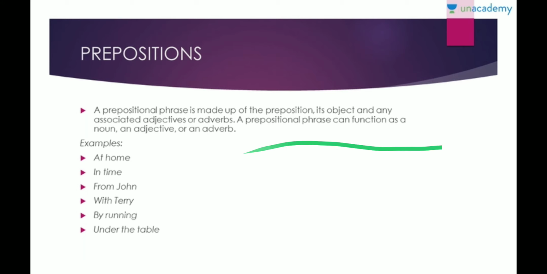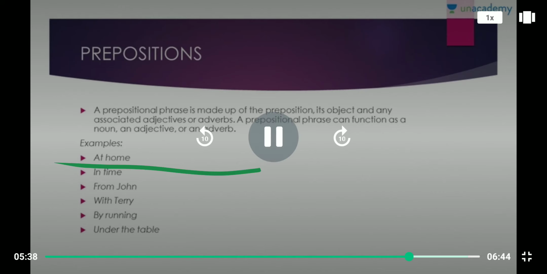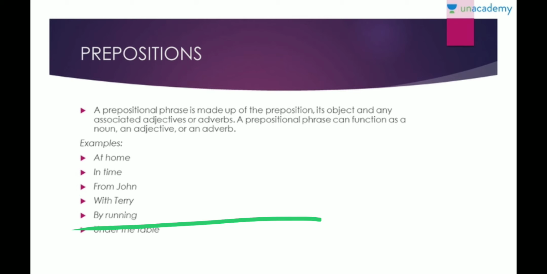A prepositional phrase is made up of the preposition, its object, and any associated adjectives or adverbs. A prepositional phrase can also act as a noun, adjective, or adverb. So if it is a prepositional phrase, it has to have a preposition and its object. Like the book is on the table, so you know the table is going to be there. Like at home, in time, from John, with Terry, by running, under the table. So you understand what a prepositional phrase is.